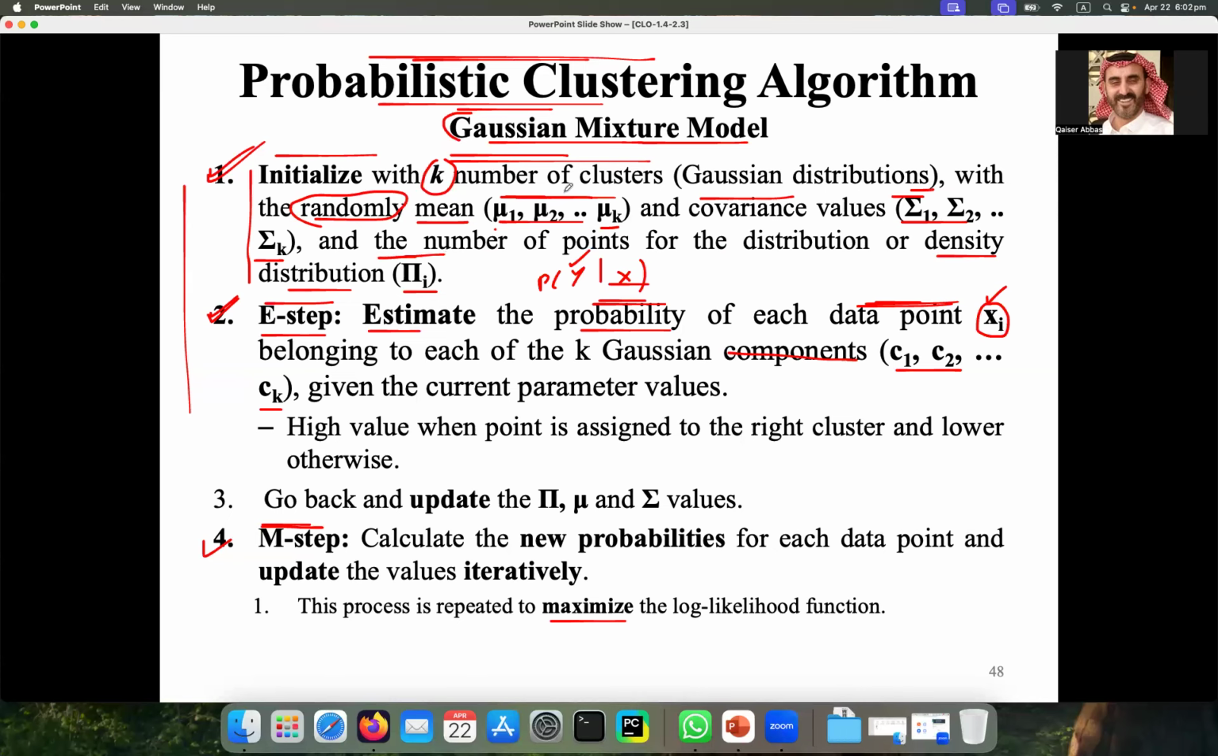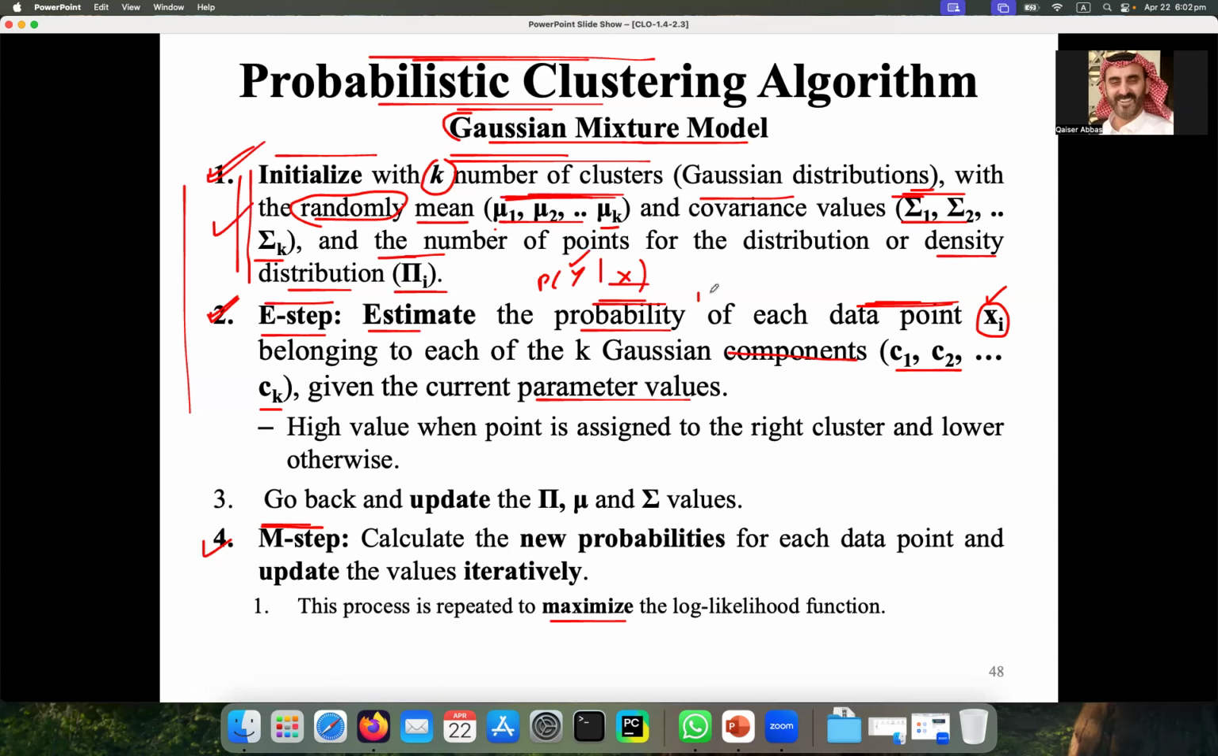What would be the given? What would be the given condition? The given condition would be these three variables that you already have done in the initial step number 1. So that is written here, given the current parameter values. And these parameter values are those three variables.